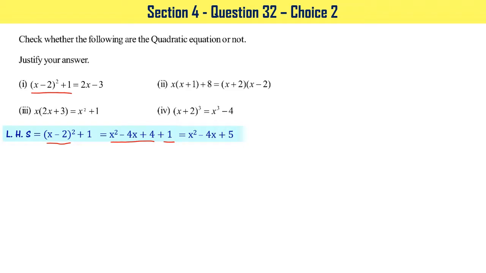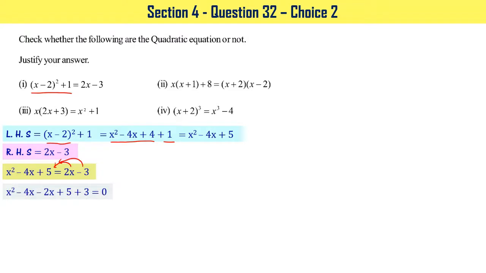Now let's write RHS, that is 2x minus 3. This cannot be further simplified. So let's equate LHS equal to RHS. It means x square minus 4x plus 5 equal to 2x minus 3. Now what I'm going to do is I'll take this 2x and minus 3 onto the other side. This is called transposing, right? When you do that, you get it as x square minus 4x minus 2x plus 5 plus 3 equal to 0. You further simplify it such that you get it as x square minus 6x plus 8 equal to 0.